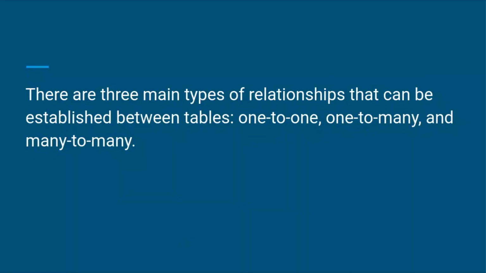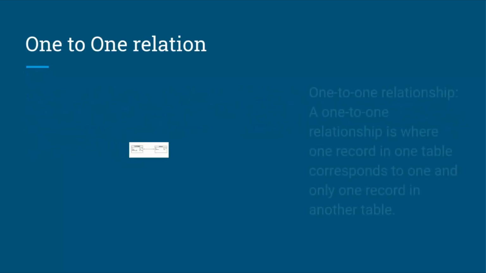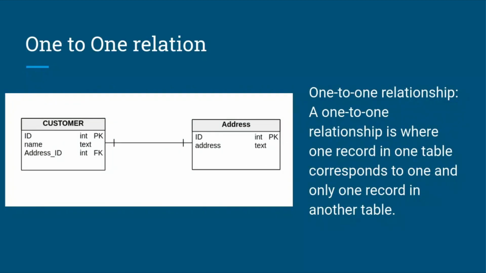So there are three main types of relationships that can be established between tables: one-to-one, one-to-many, and many-to-many. Now let's look at each particular one. So we have a one-to-one relation. A one-to-one relationship is where one record in one table corresponds to one and only one record in another table. For example, here we have two tables: a customer and an address, and we want only a single customer to have a given address, not two customers having the same address.